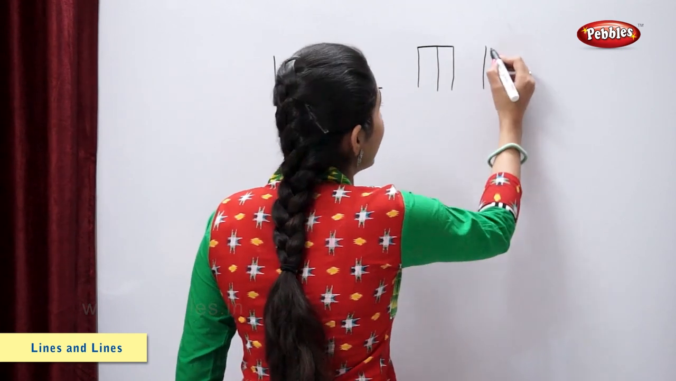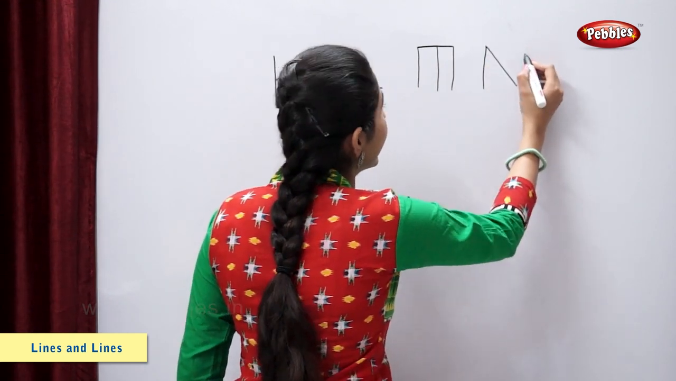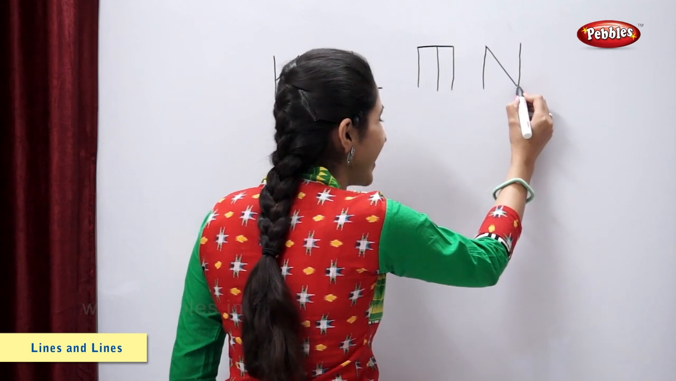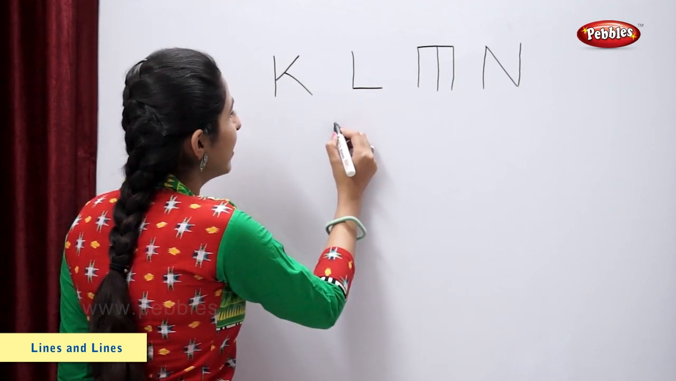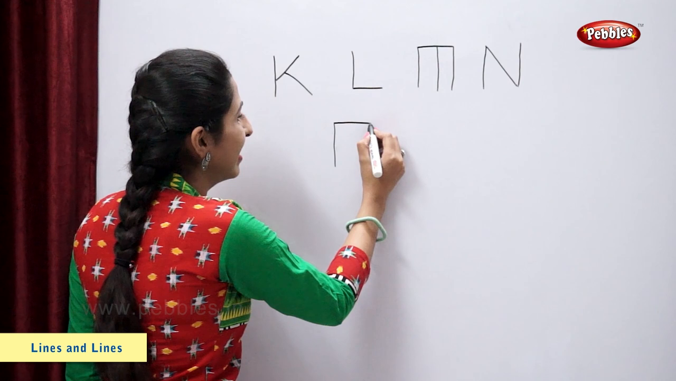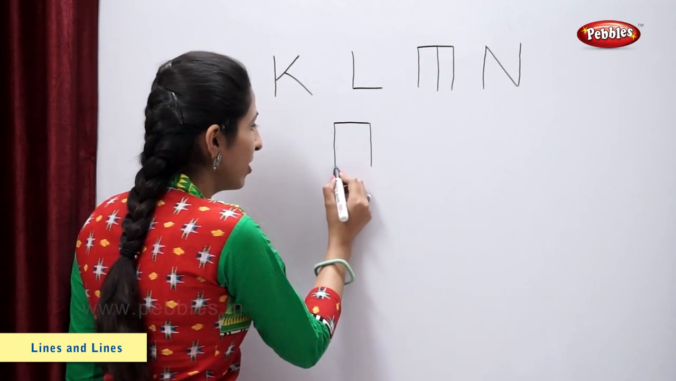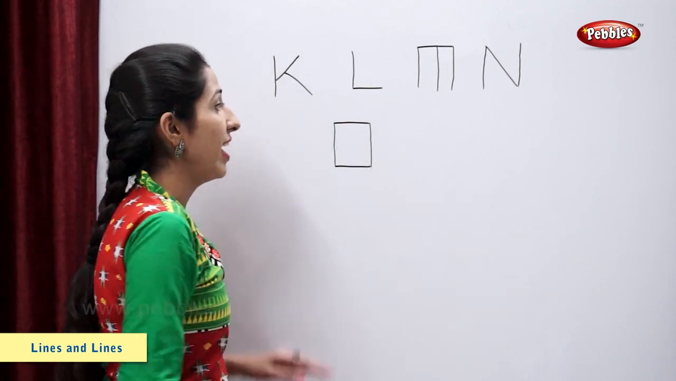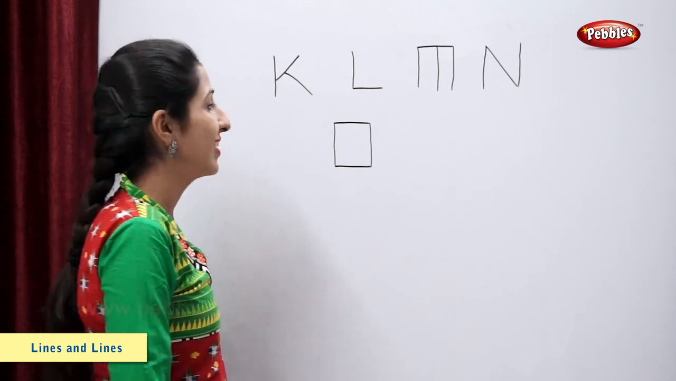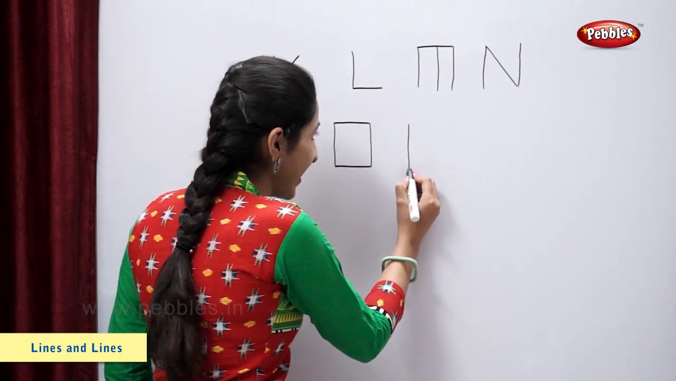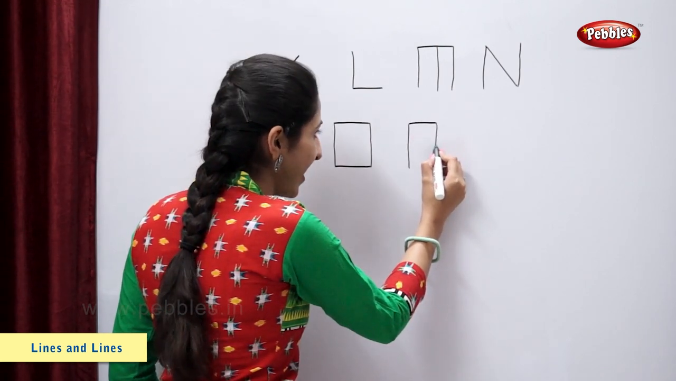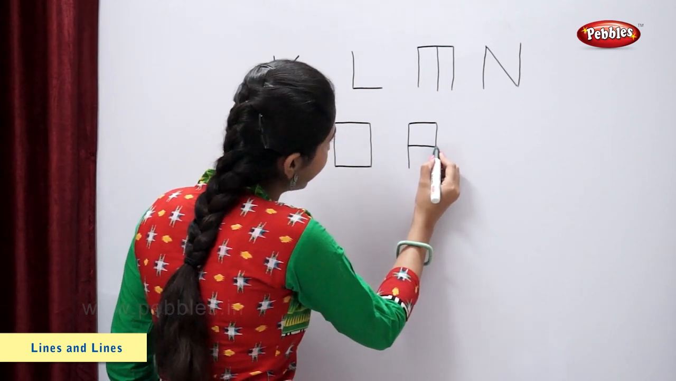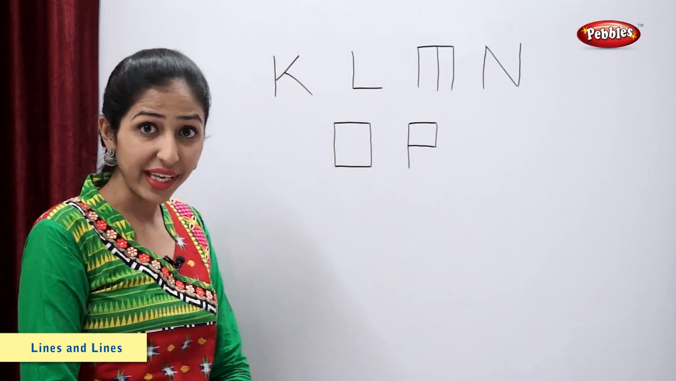Standing line. A slanting line. One more standing line. Letter N. Standing line. A sleeping line. Standing line. One more sleeping line. Letter O. Standing line. Sleeping line. Standing line. Sleeping line. Letter P.